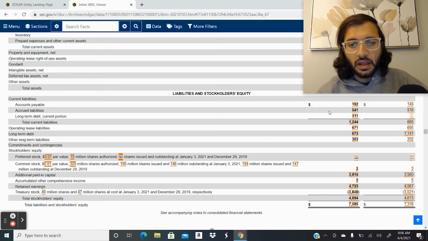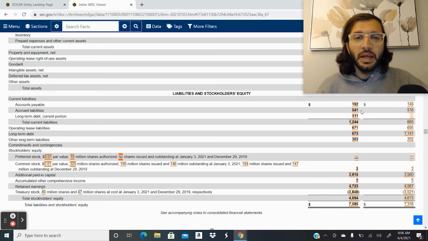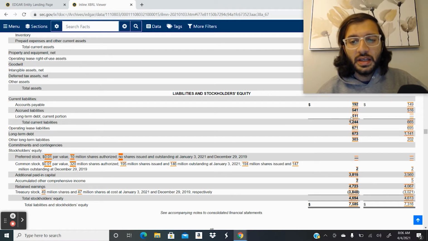So we can see their accrued liabilities are 501 million. For many pre-revenue biotech companies, the biggest accrued liability is clinical trials, where they're doing clinical trials on various people. So all of these labs are sending them bills for the various trials that the company is doing. Long-term debt, current portion. So we can see they have 511 million of debt that's going to be due within the next year. That's what this means. So then we have the total current liabilities here of 1.2 billion.